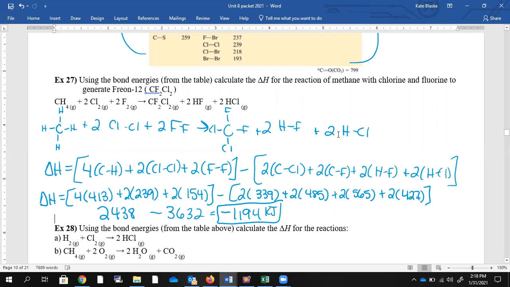So this is a case where it pays to sketch out those structures to make sure that you are talking about the right bonds. So then it's bonds broken on my reactant side minus the bonds I'm forming on my product side. Again, we're going to keep working on this, but this is a fantastic way to start to see how some of those throwback topics really are going to start showing up and be very important for what we are talking about.